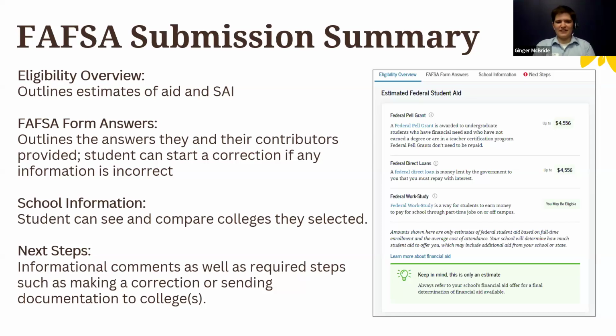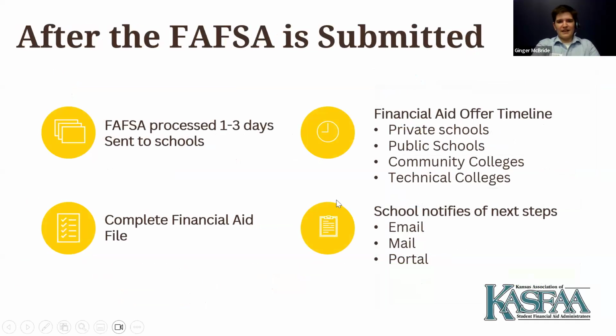And then there's a fourth tab with next steps, including any necessary action for the student to take, like if a signature is missing or if someone, whether the student or the contributor, needs to log in and provide consent because they may not have it right away. And then the submitted FAFSA also goes to the different schools that the student included on their form. Under normal circumstances, we should get those approximately 1 to 3 days after the FAFSA has been processed. And the financial aid office will have information for the student about whether any additional information is needed to complete their financial aid file.